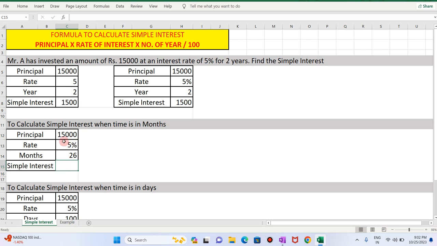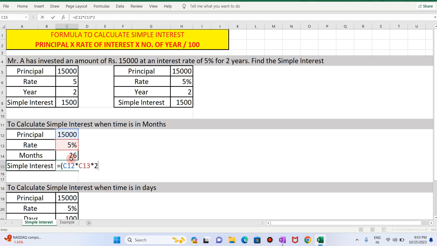Principal amount is 15,000. Rate of interest is 5%. And what is the duration? 26 months. Okay, 26 months. So equals to, bracket, select 15,000, multiplication sign, rate of interest, multiplication sign. Then the number of months is how much?